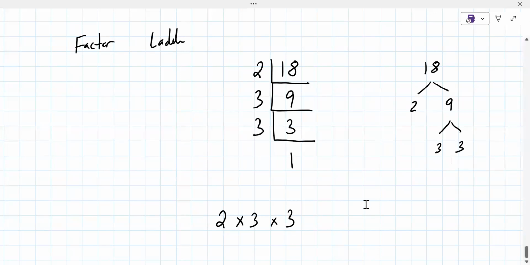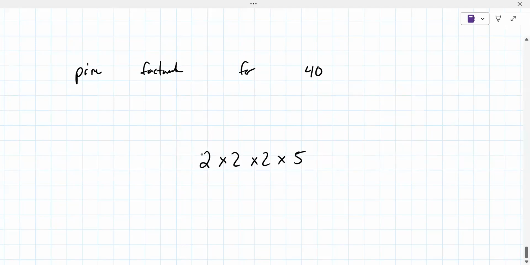Okay, so it sounds like you've got this down. So why don't you give me the prime factorization for 40? So would it be 2 times 2 times 2 times 5? Like that? Yeah. So what's nice is you can check it. 2 times 2 is 4. 4 times 2 is 8. 8 times 5 is 40. 40. Good.